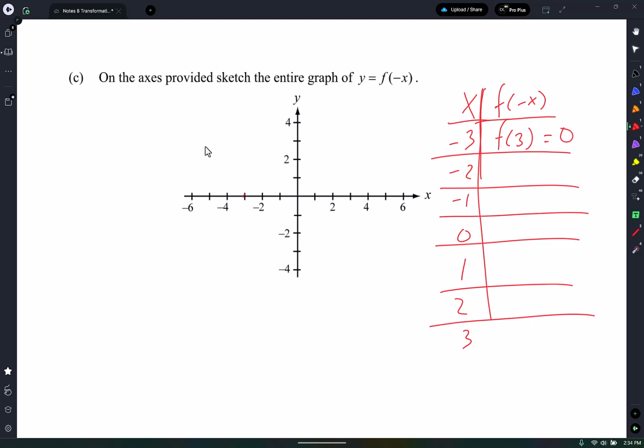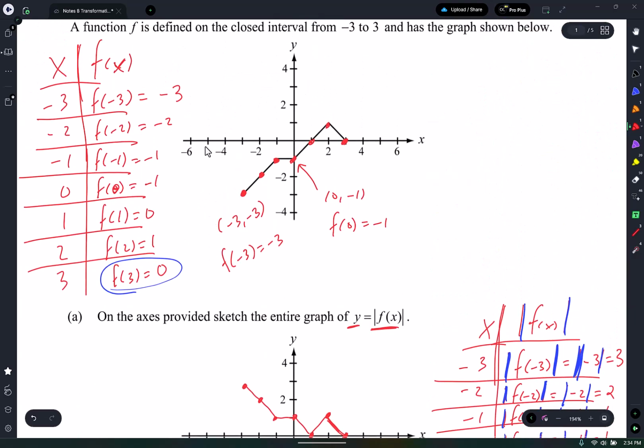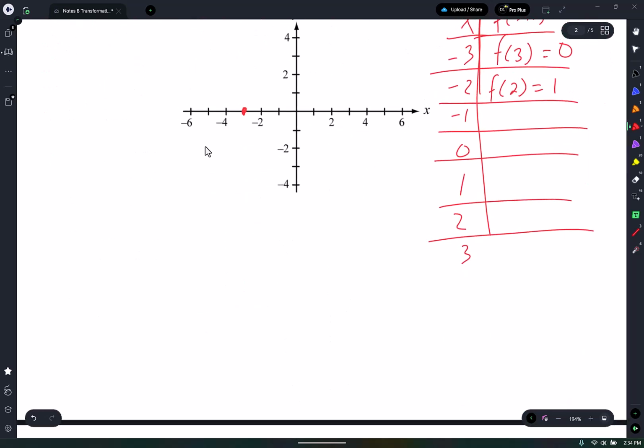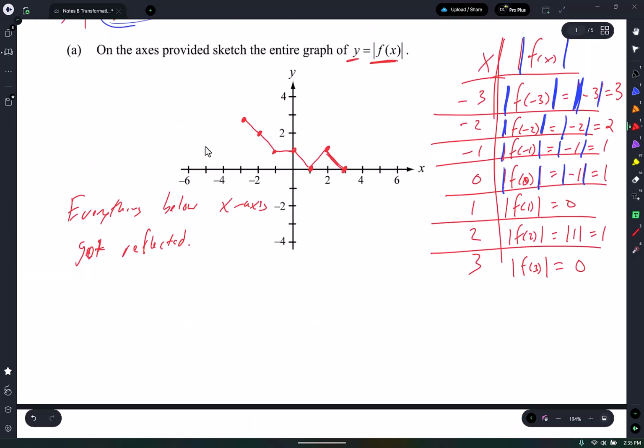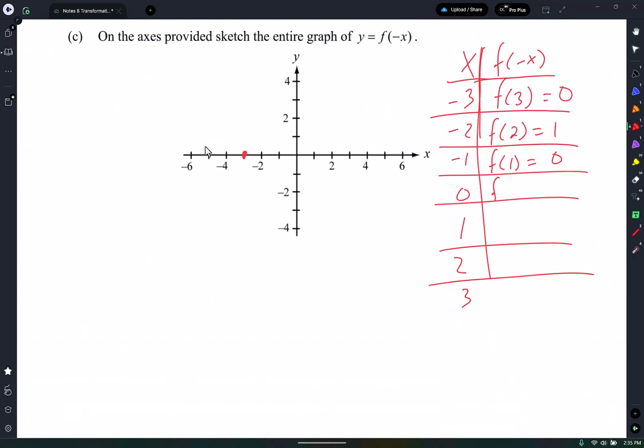Negative 3, 0. Points. Opposite of negative 2 is 2. And f of 2 is 1. I'm referencing the original. Yeah, f of 2 is 1. I'm referencing this one, guys, the original. So opposite of negative 1 is 1. And f of 1, I think, was 0. Yep. This one stays the same. F of 0 is negative 1.